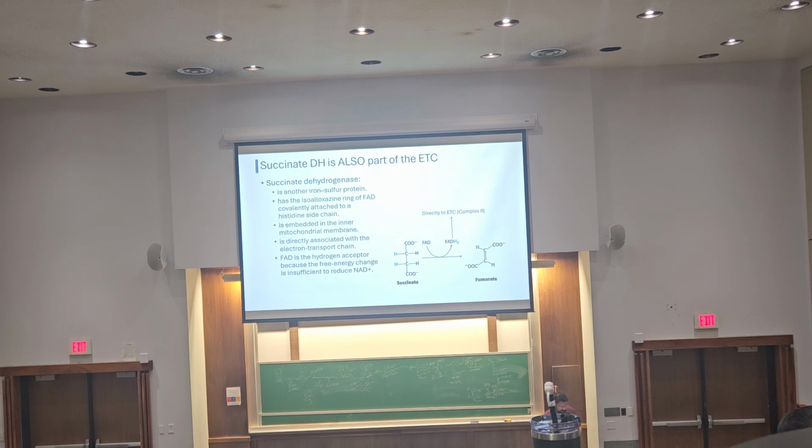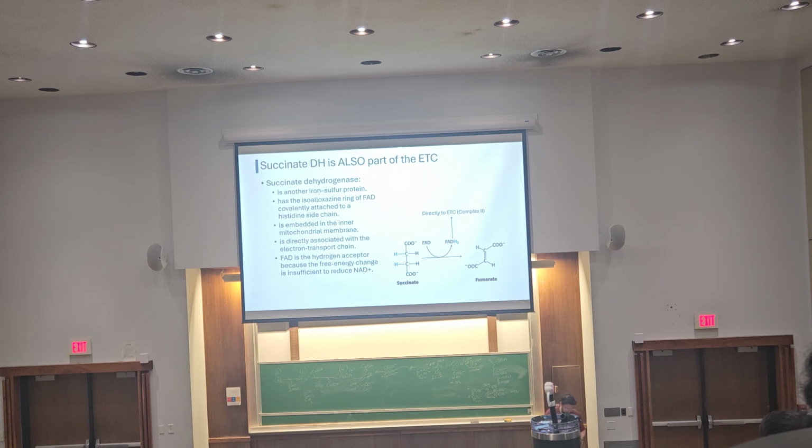And succinate dehydrogenase is also part of the electron transport chain, right? So the FADH2 that we get here is not released out into the mitochondrial matrix and then magically find its way to the electron transport chain. Instead, this succinate dehydrogenase is part of the electron transport chain. It belongs to complex 2. So those electrons are moved directly to the electron transport chain, which again, remember, is going to pump those protons to generate the proton motive force, which is going to provide the energy to synthesize ATP, right?